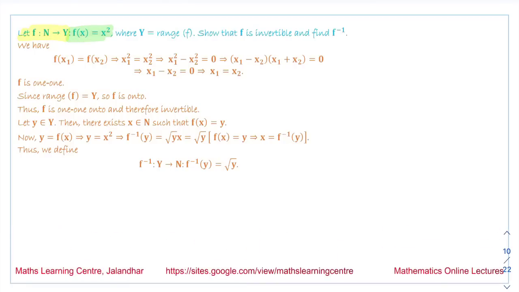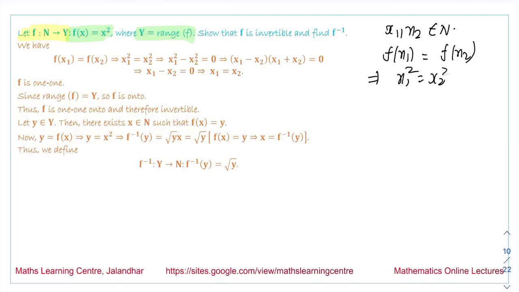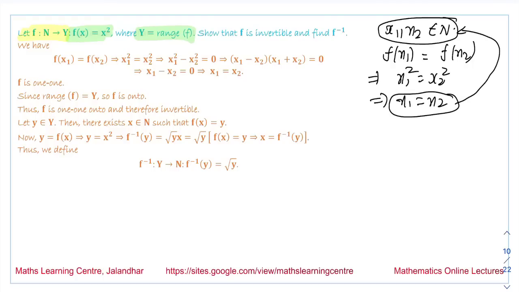and the definition of the function is f(x) equal to x square, where Y is the range set of f. We have to show that f is invertible, and we have to calculate the value of f inverse. So if we consider two elements x1, x2 belonging to N, then f(x1) is equal to f(x2). This implies x1 square is equal to x2 square, and this implies x1 is equal to x2, because both x1 and x2 are natural numbers. So we obtain that this function is 1-1.